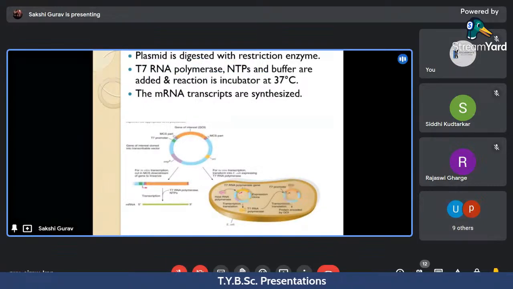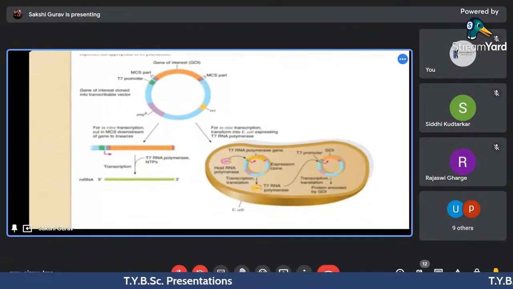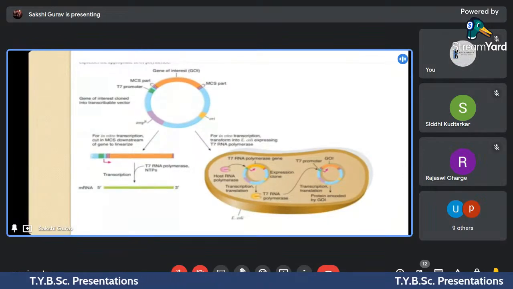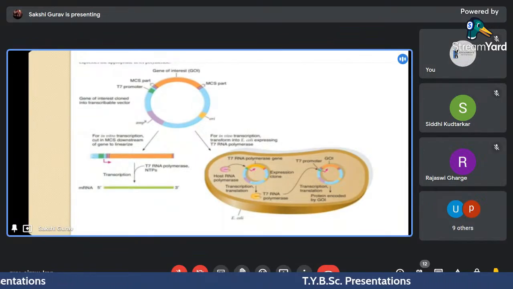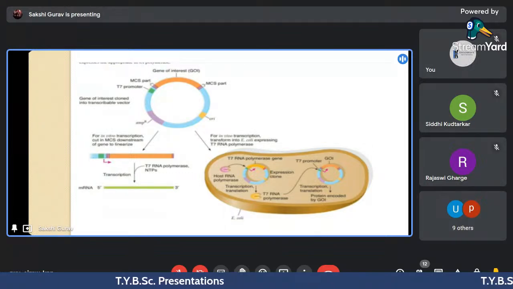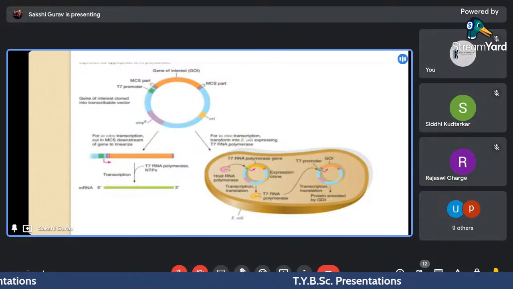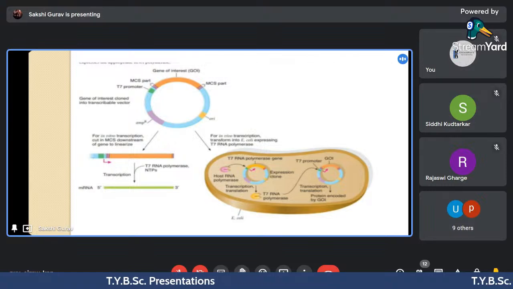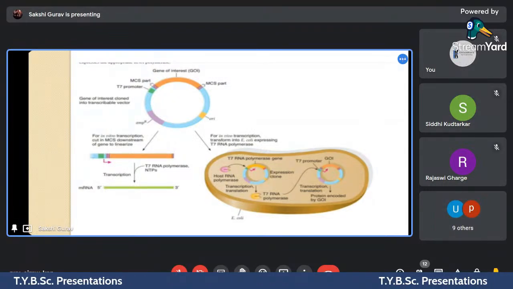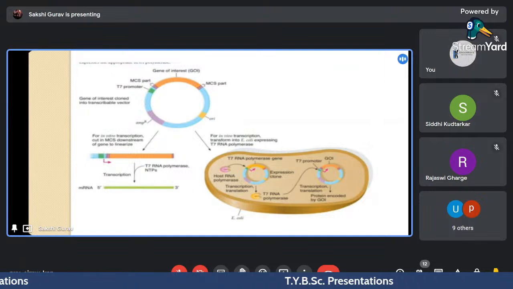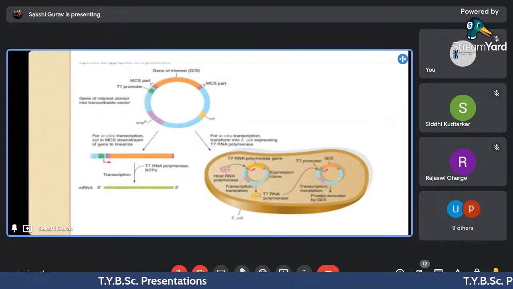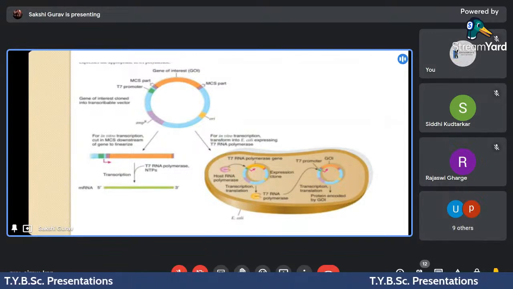So in the diagram, you can see the plasmid, and in the plasmid we have inserted a gene of interest. The gene of interest means the one which we have to transcribe. The promoter here is the T7 promoter, which is present just near the multiple cloning site. And after that, the gene of interest is inserted into the plasmid.